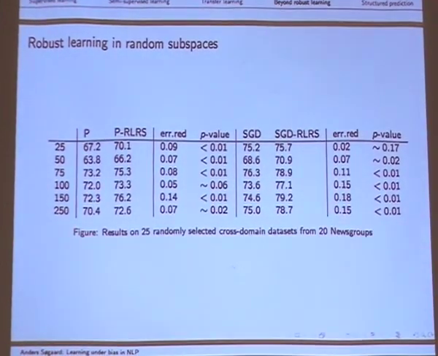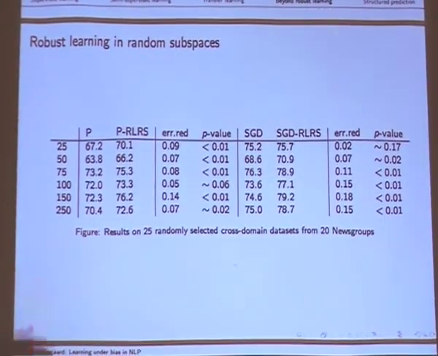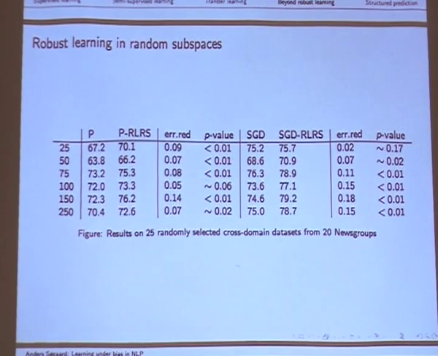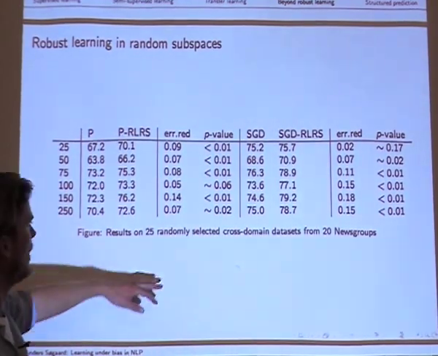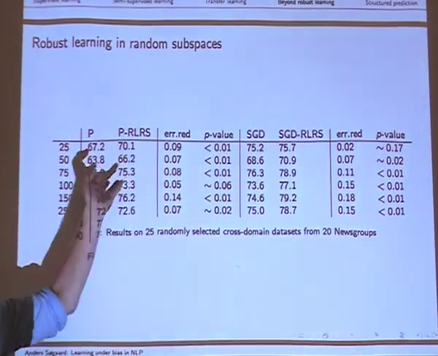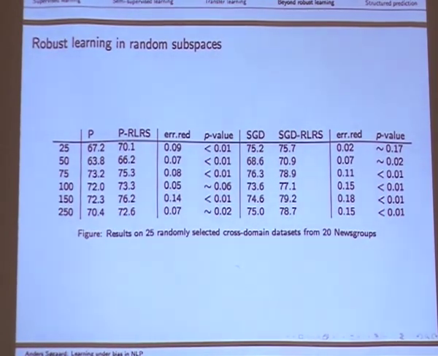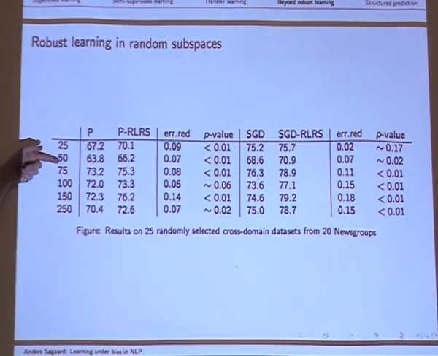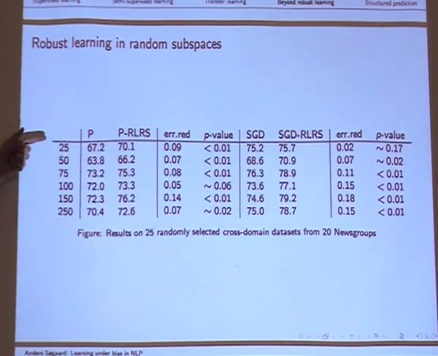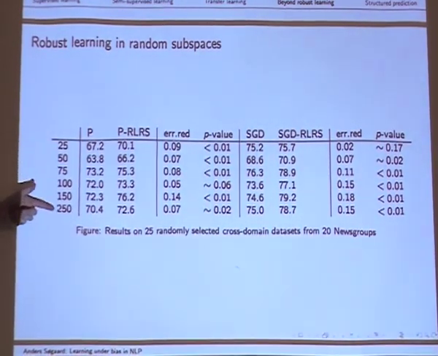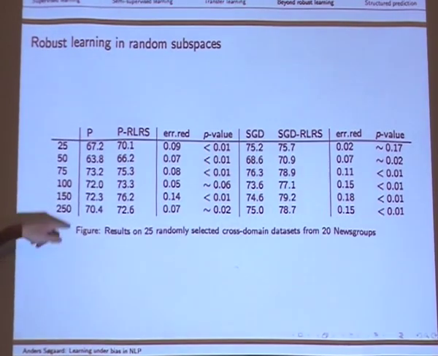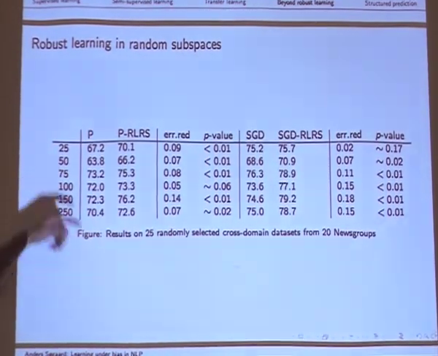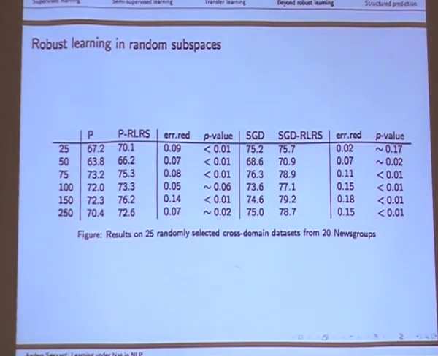Again, this is just 25 randomly extracted cross-domain data sets from the 20 newsgroups, and you see these error reductions of 9, 10-ish%. This is the number of rounds that we do, the value of R, so the number of random subspaces that we're considering. And what you see here is that you get better results if you include more random subspaces.